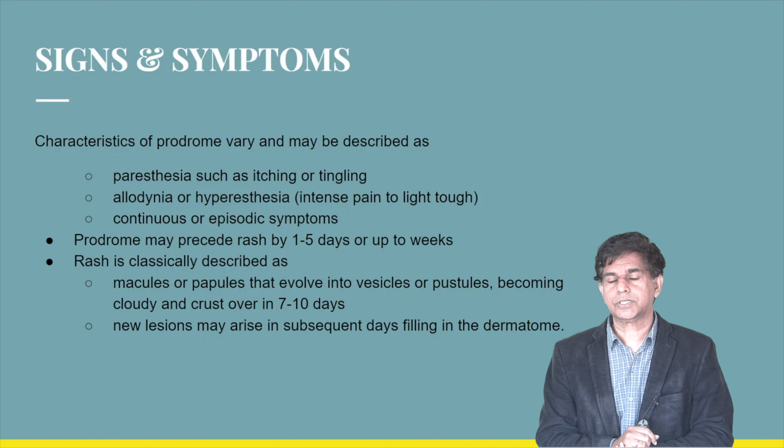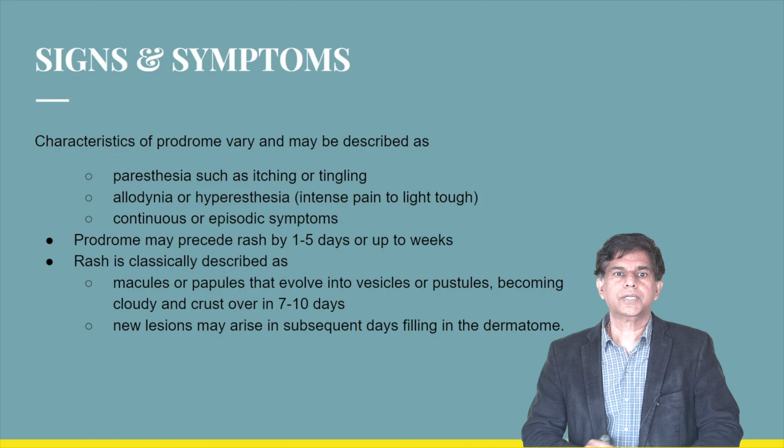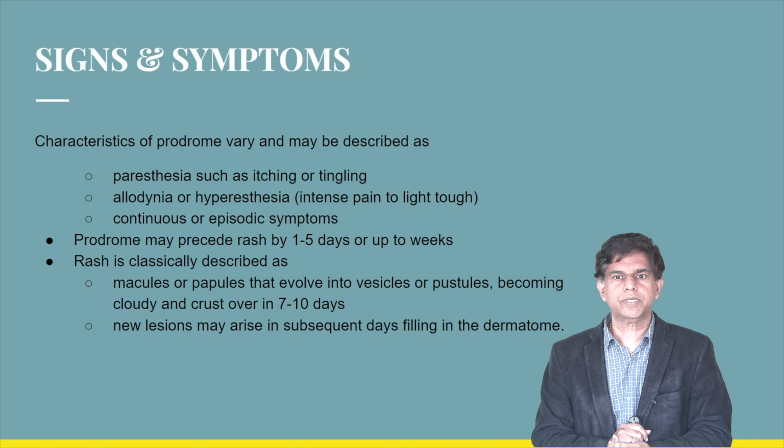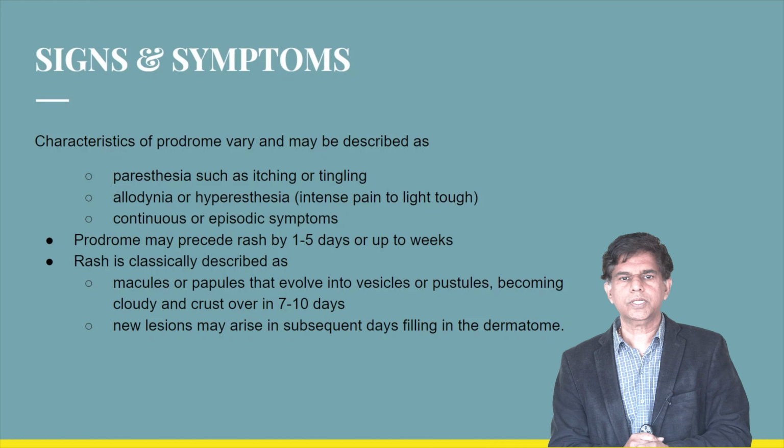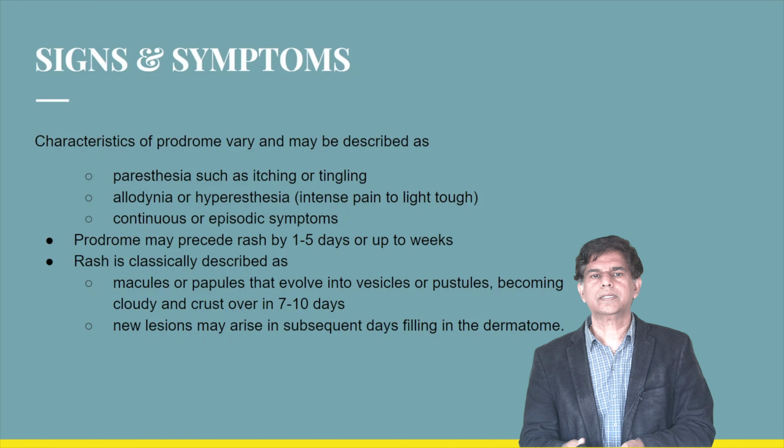You can have a rash. Let's look at the classification of the rash. You can have macules or papules that resolve into vesicles or pustules, cloud, and crust over 7 to 10 days. New lesions may arise in subsequent days, filling the dermatome.